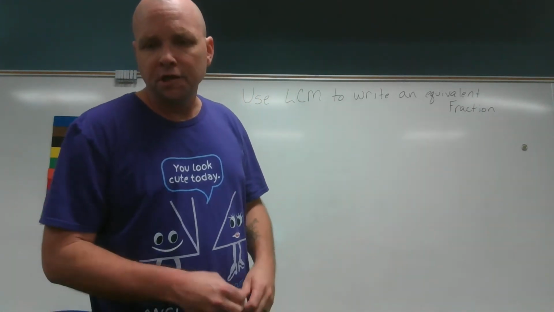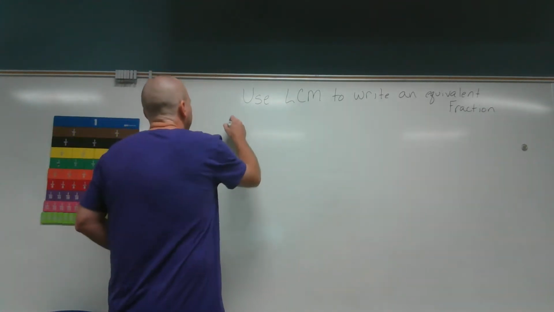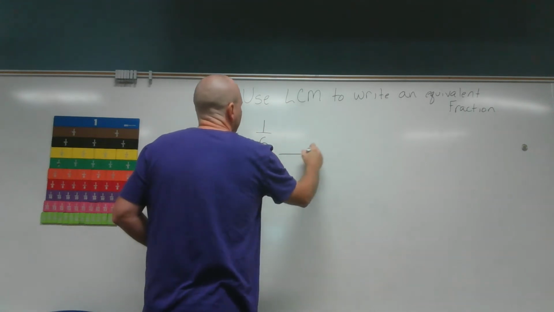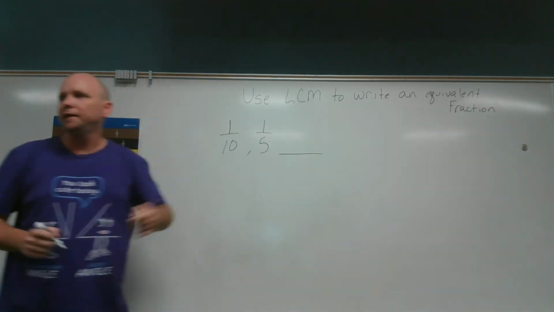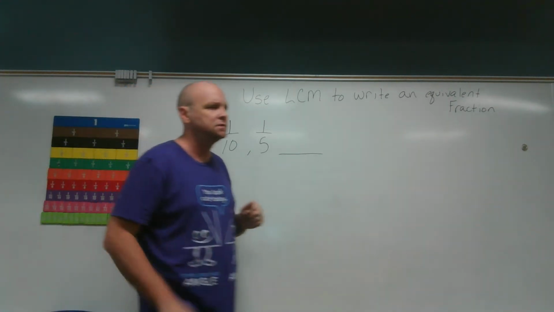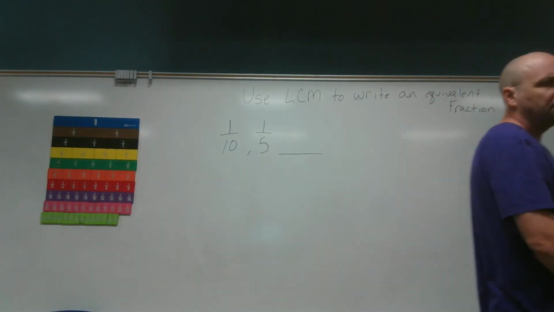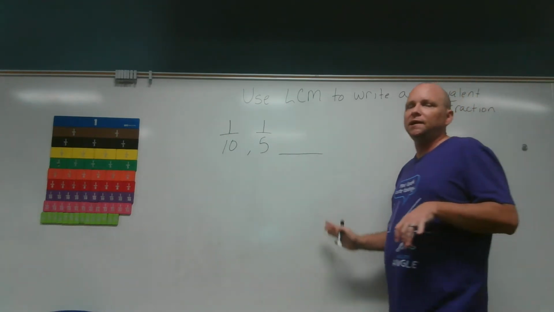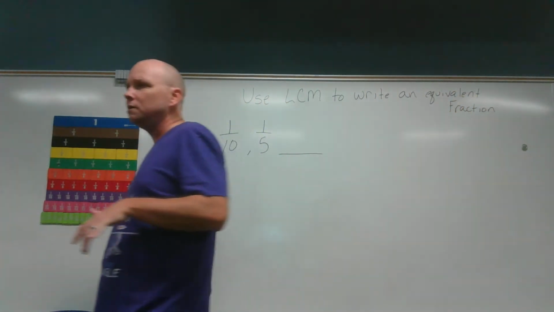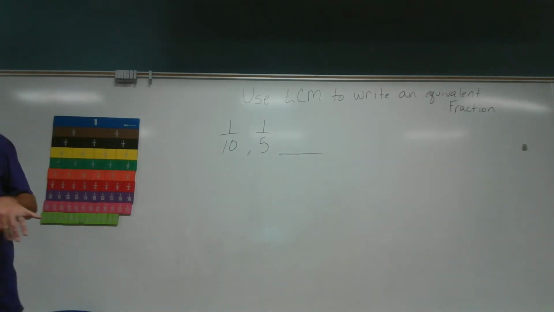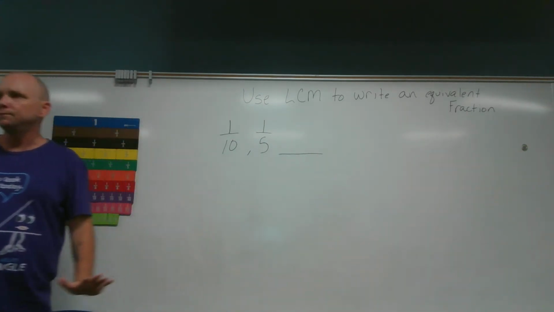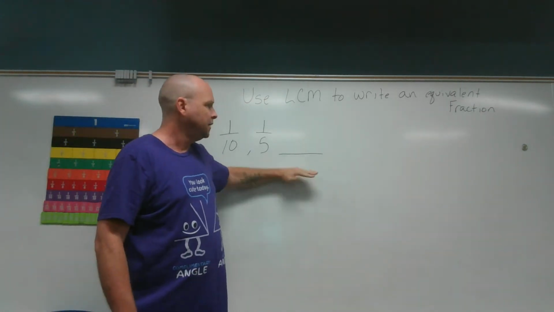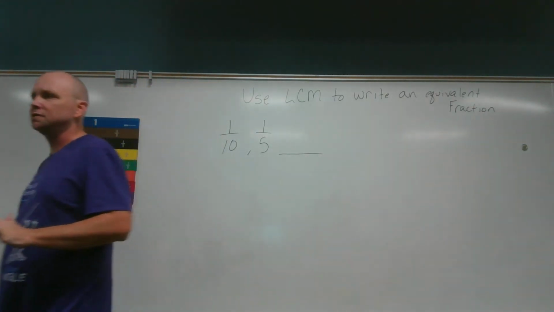Now, question number 1 on this assignment is 1/10 and 1/5, and then there's a line. The line is where you're going to write the equivalent fractions, which means I'm not going to see all this work on the front. You may need a piece of notebook paper to work through this stuff, or you may work it in your journal. But each problem looks like this: 2 fractions, and then a line where you put your equivalent fractions.